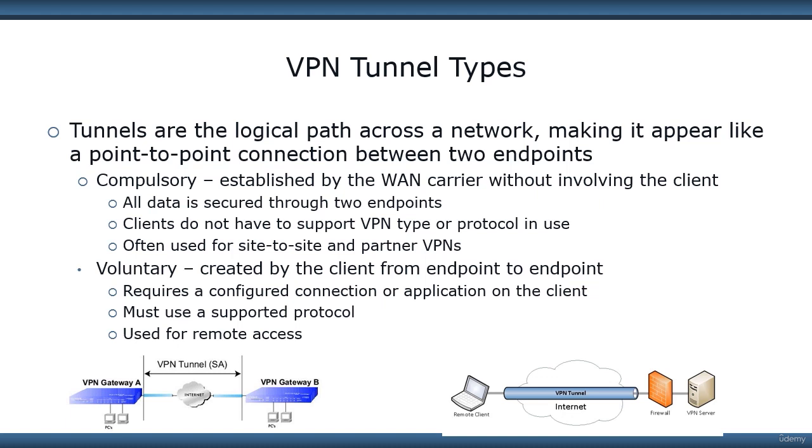Whereas a voluntary VPN is created by the client. So the client is one endpoint and the VPN server is the other endpoint. Now this one is also called a remote access VPN or just client VPN. And it does require you to configure a connection or an application on the client. And you have to support the protocols, and it has to be configured in a very particular way. So compulsory or site-to-site VPNs are always on between two gateways. Voluntary or client access VPNs are switched on and off, and the client has to have the application or connection to do so.